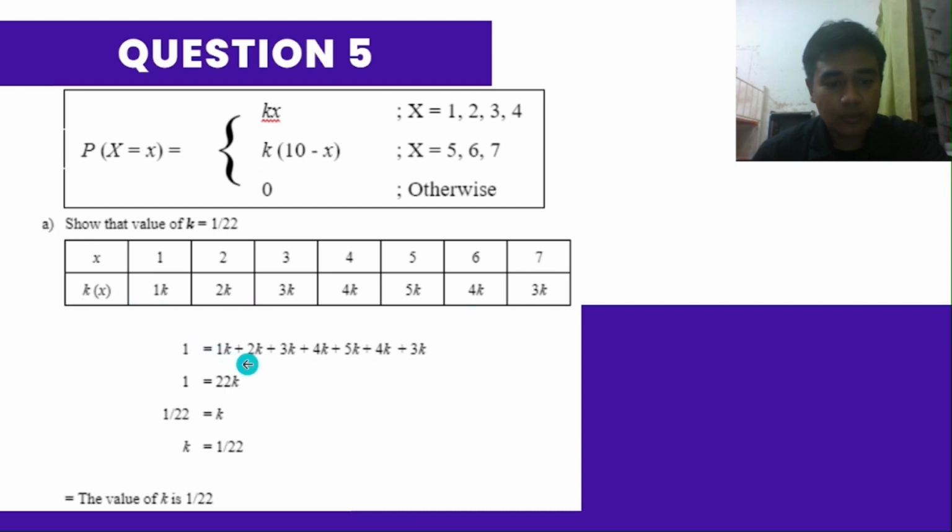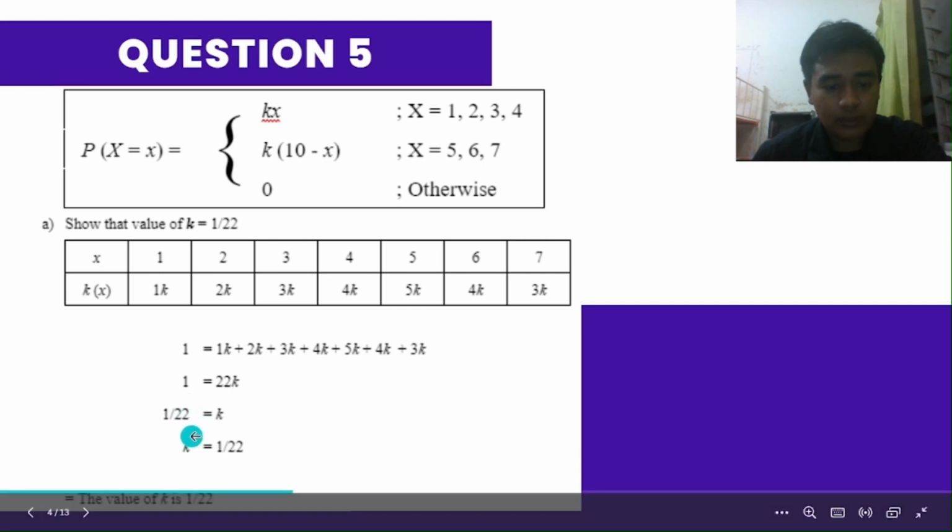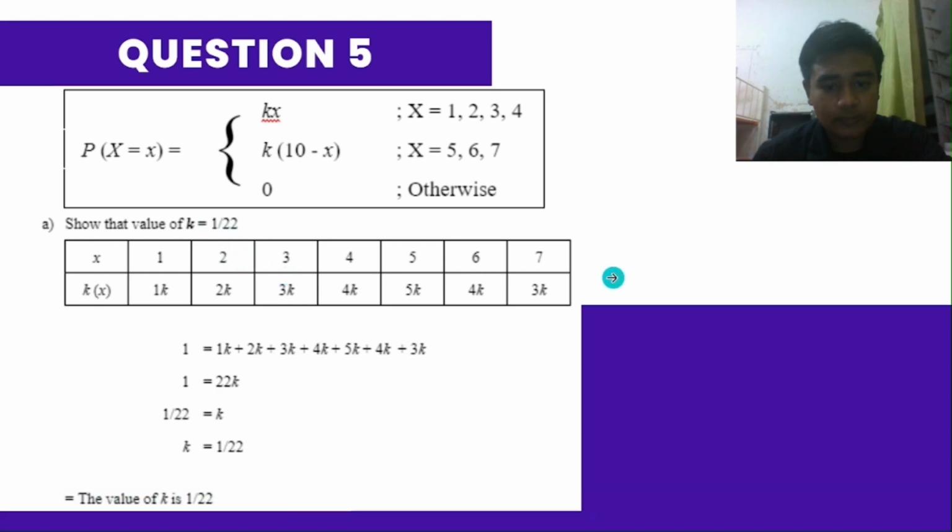Now we just need to add every k inside of this table. Then we need to equal 1. If we combine every k that we have, 20k, 22k. Then we move the 22k below the 1. Then we got 1 over 22 equal k. Then we just need to flip it over and get k equal 1 over 22. It is the same as what the question said. Then we get the answer.